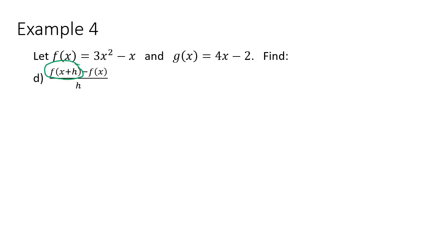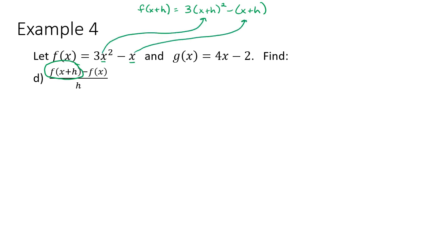Let's start with this thing in the top left, f of x plus h. Everywhere there is an x in the function f, and there's 2 of them, I'm going to replace with parentheses x plus h. So this would be 3 times x plus h quantity squared minus all of x plus h. Now there's a lot of simplification to be done in this one. So to start with, this x plus h quantity squared, I need to FOIL.